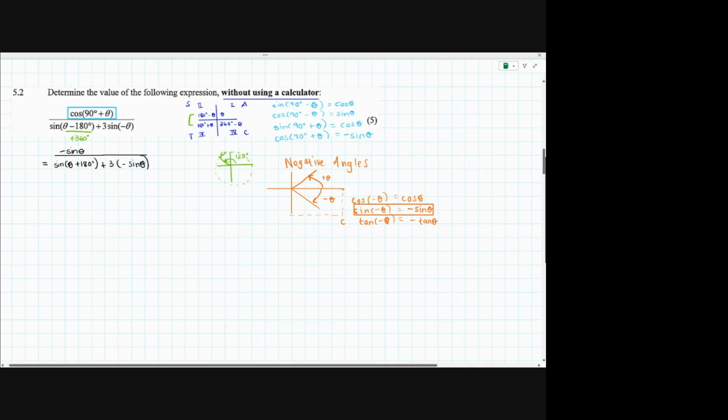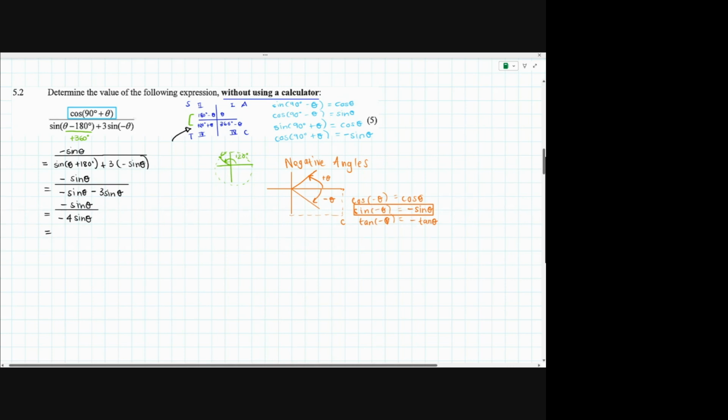Right, and now we can start to simplify what we have. So obviously the negative sine theta in my numerator can stay there for now. Sine of theta plus 180, we're looking in quadrant 3. This is where sine is negative, so that reduces to negative sine theta. Positive 3 distributing to the negative sine theta becomes minus 3 sine theta. And now we've got some like terms in our denominator. So minus 1 sine theta minus 3 sine theta is negative 4 sine theta. And we still have that negative sine theta in our numerator.